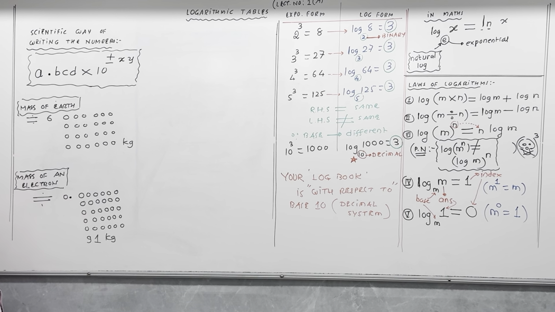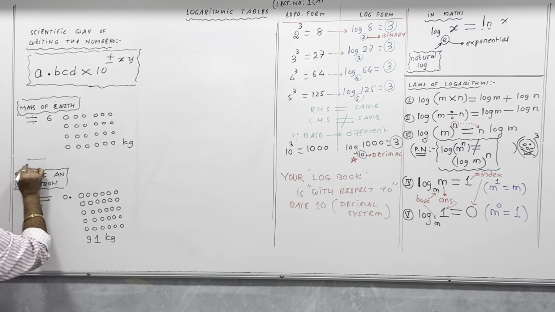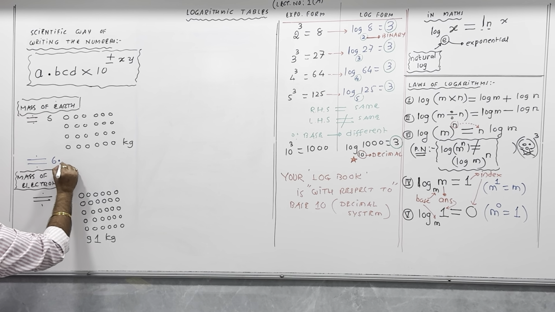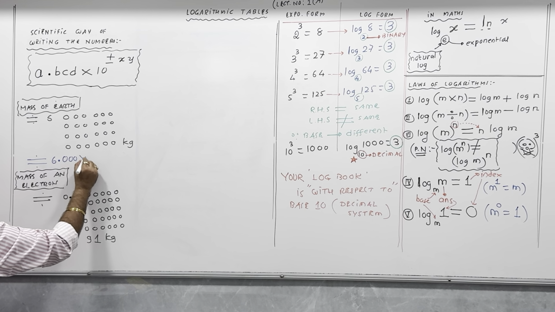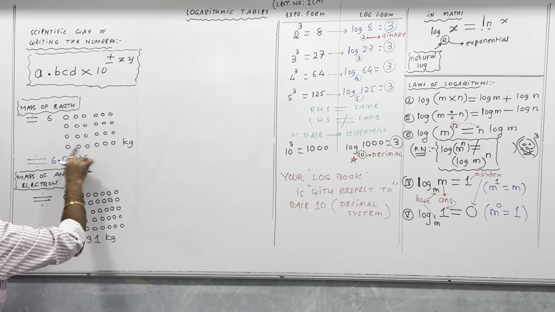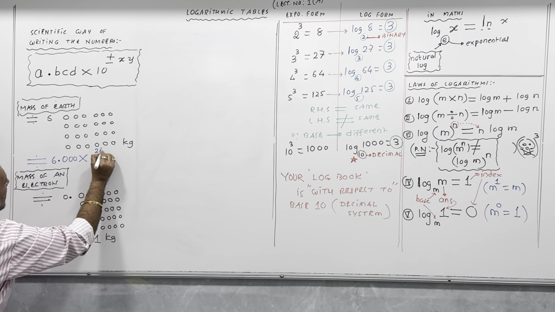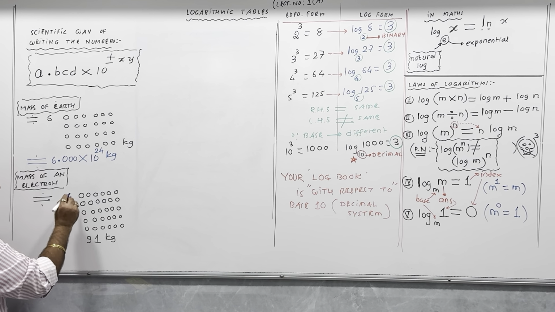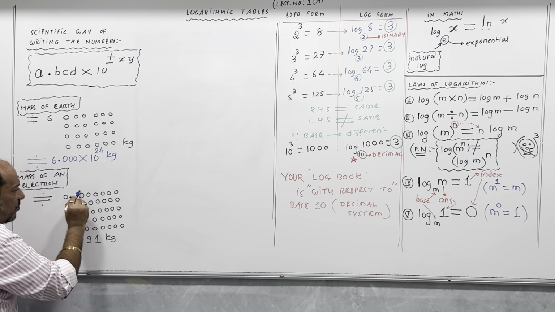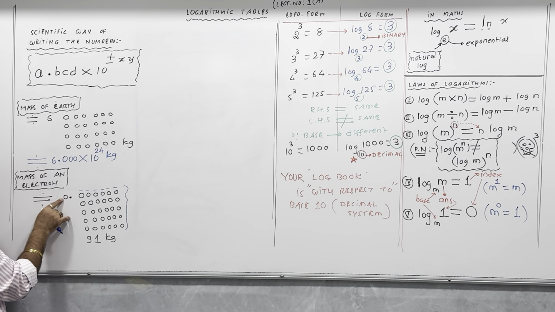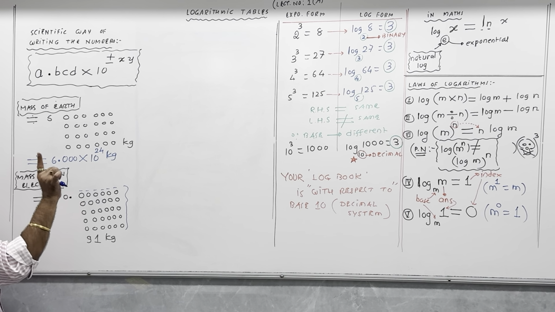So the scientific way of writing the number is, I can write 6, after that I put a decimal point, therefore 6.000 into, now count the zeros, 6, 12, 18, 24. That means it is 6 into 10 raised to 24 kilogram. Right? Now how to do the counting? These are 6 zeros, 1, 2, 3, 4, 5, 6. Likewise, 30 zeros, and this is the 31st. The decimal point should come just after the first digit, only one digit is taken.